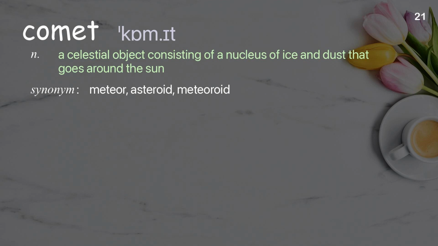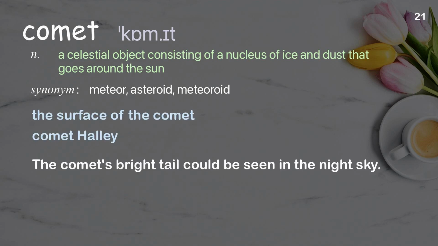Comet. A celestial object consisting of a nucleus of ice and dust that goes around the sun. Examples: The surface of the comet. Comet Halley. The comet's bright tail could be seen in the night sky.